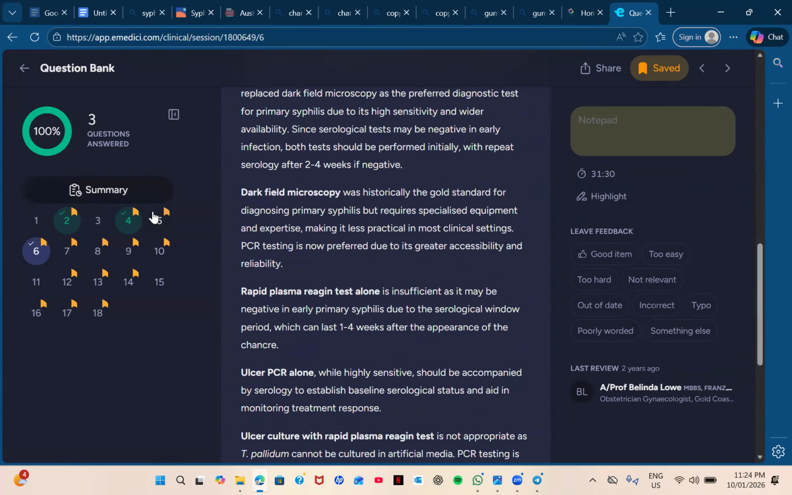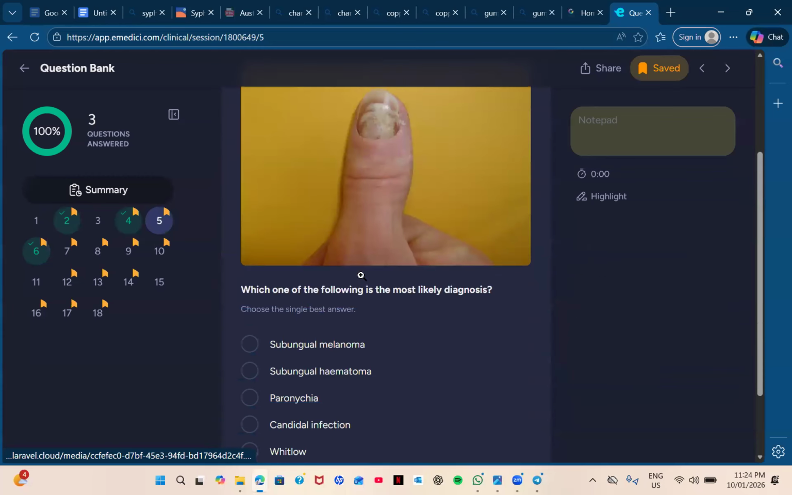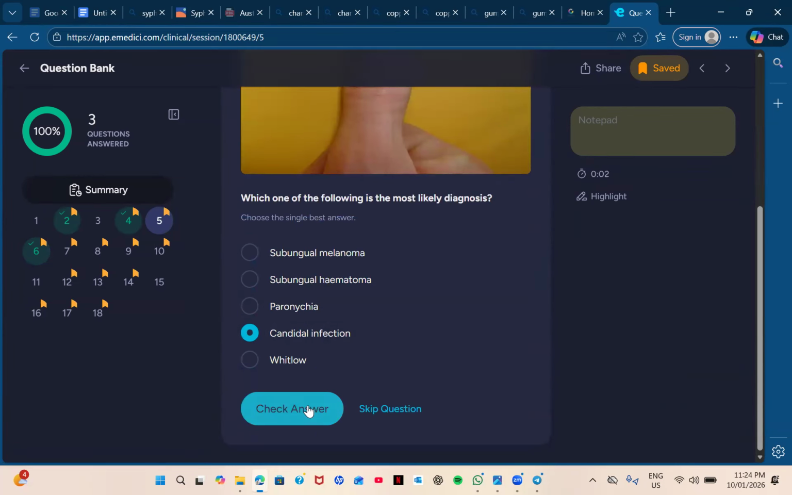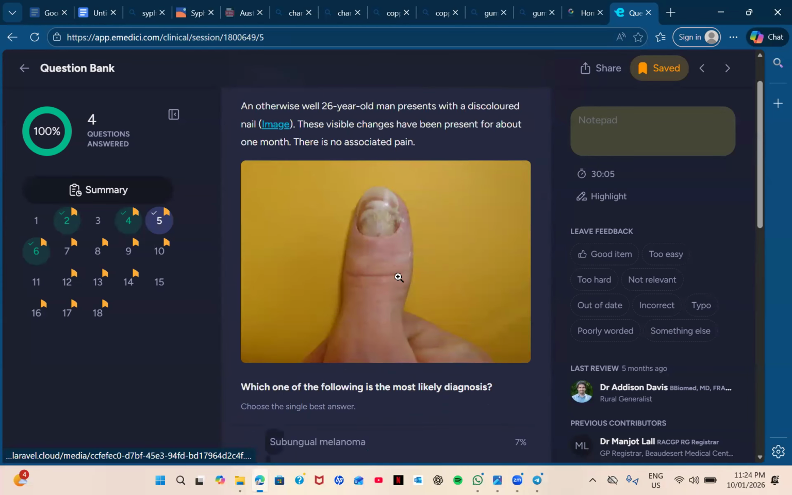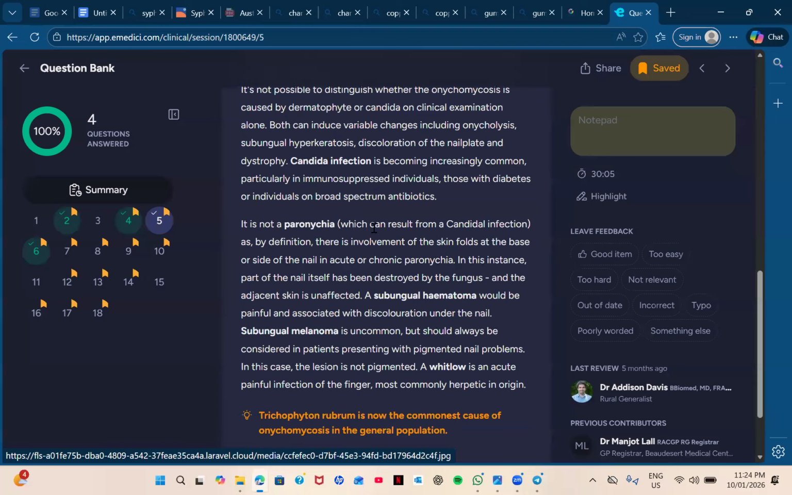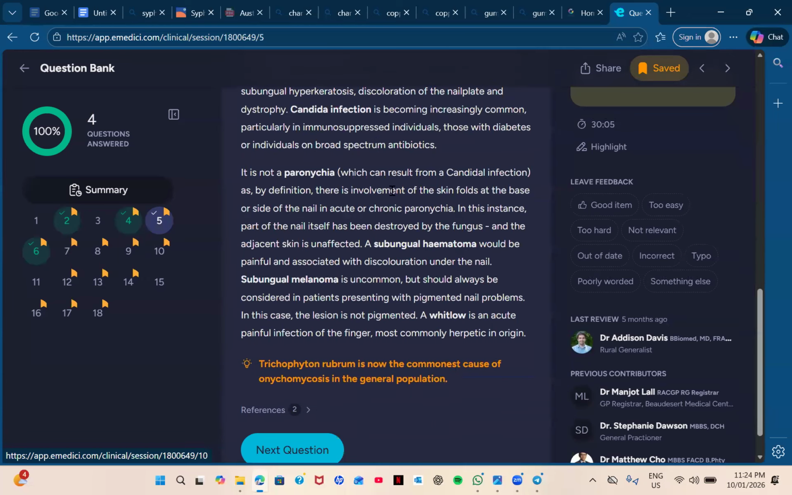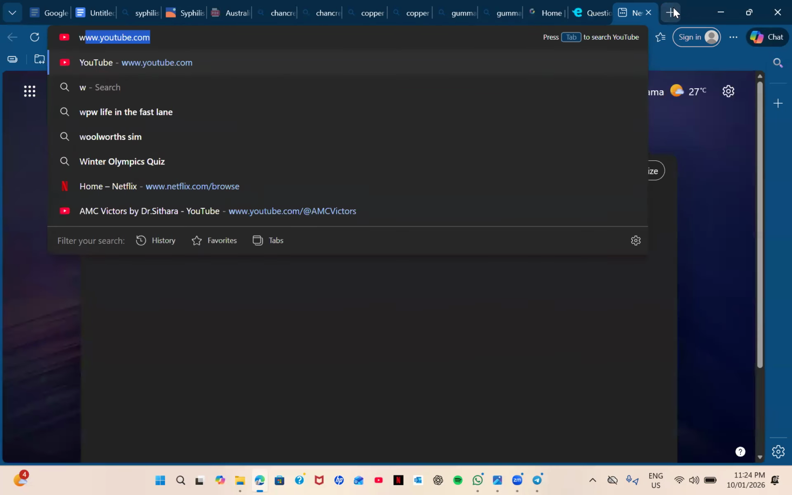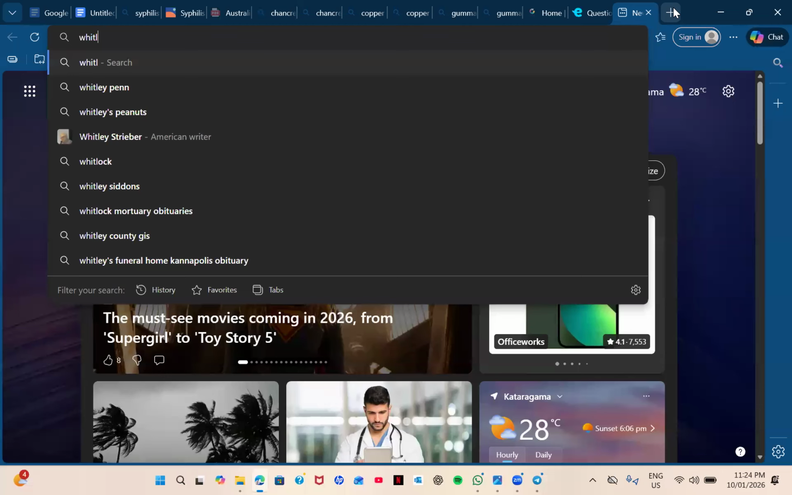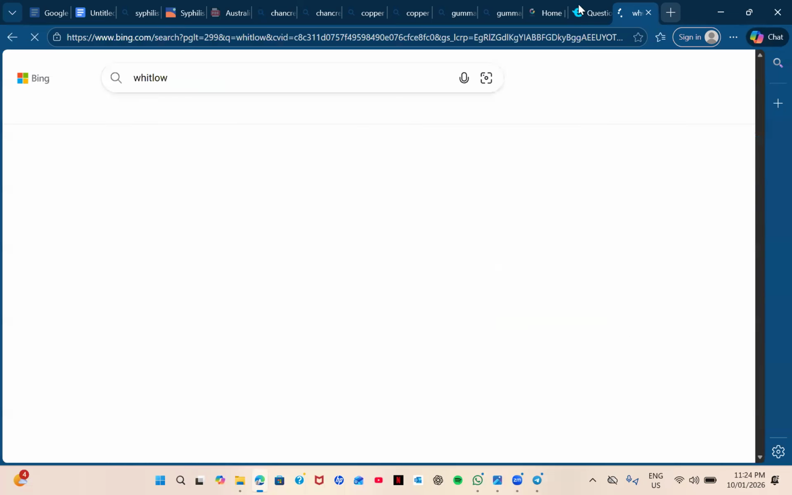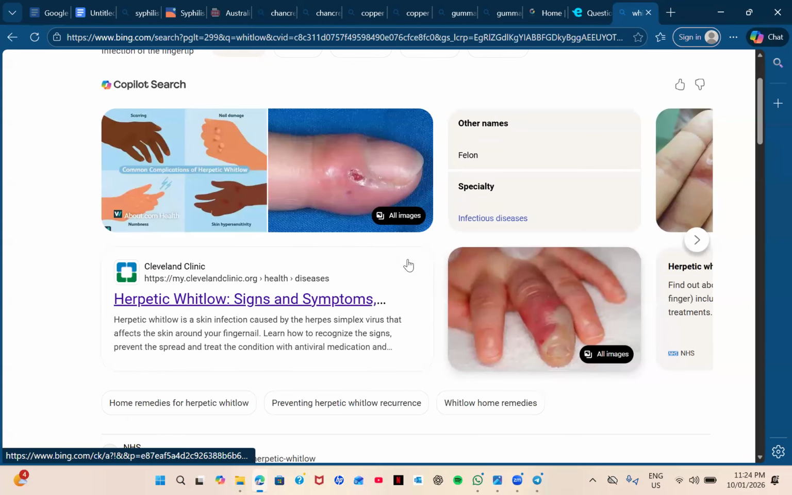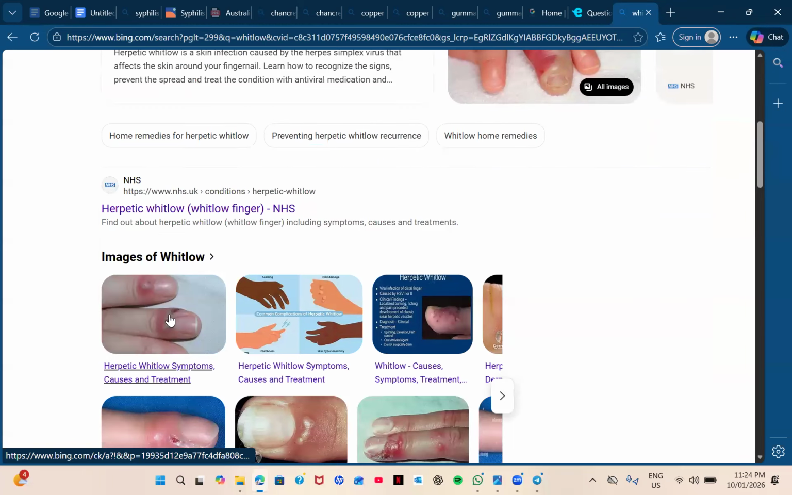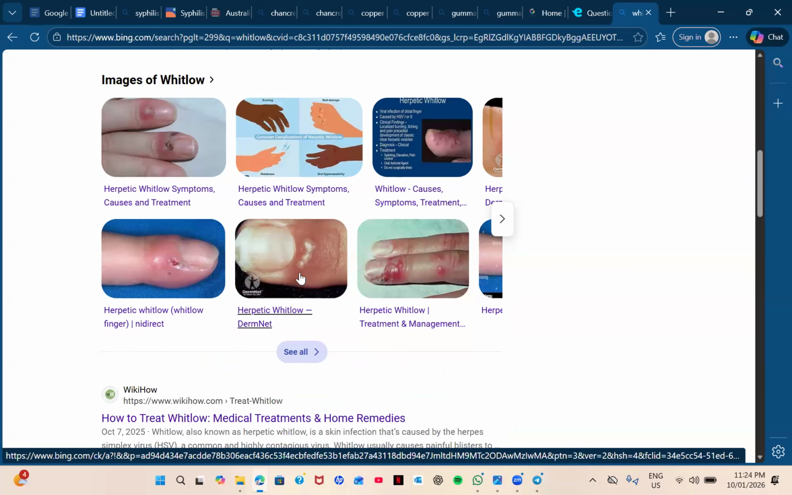And one doctor has asked, is this a Whitlow? No, doctor, it's not Whitlow. Yeah, it's a Candida infection here. You can read it later. Whitlow is not like that. I'll show Whitlow. It's not in the nail here. You can see this is a Whitlow here. Herpetic Whitlow. It's a typical picture here. Okay.